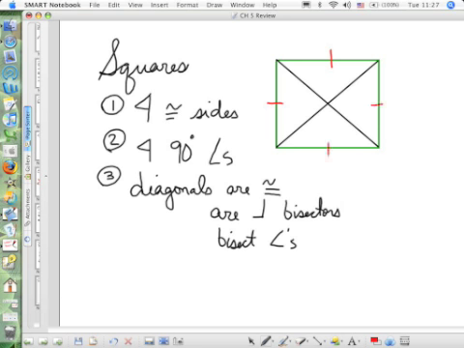These are equal. These are all 45 degrees. Because if it's 4 90-degree angles and they're all being bisected, then it's a bunch of little 45-degree angles. And since the diagonals were equal to each other and they bisect each other, these 4 segments are congruent to each other.